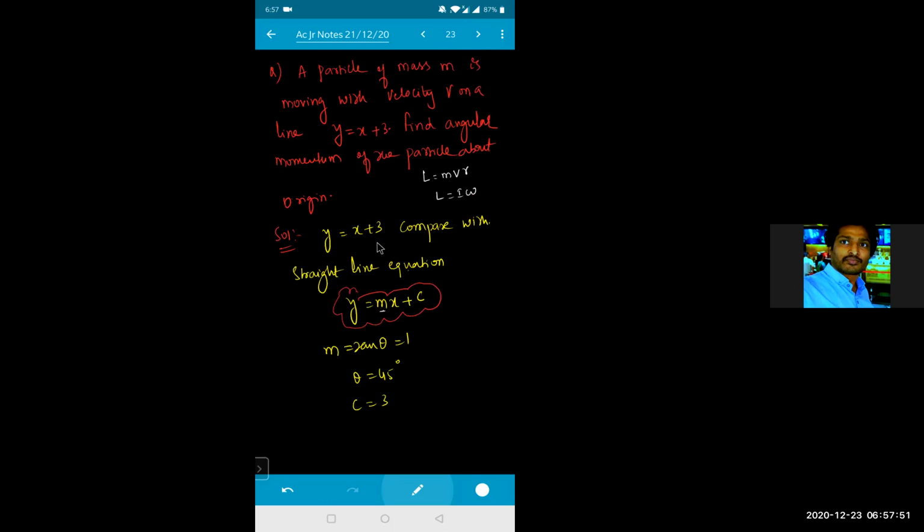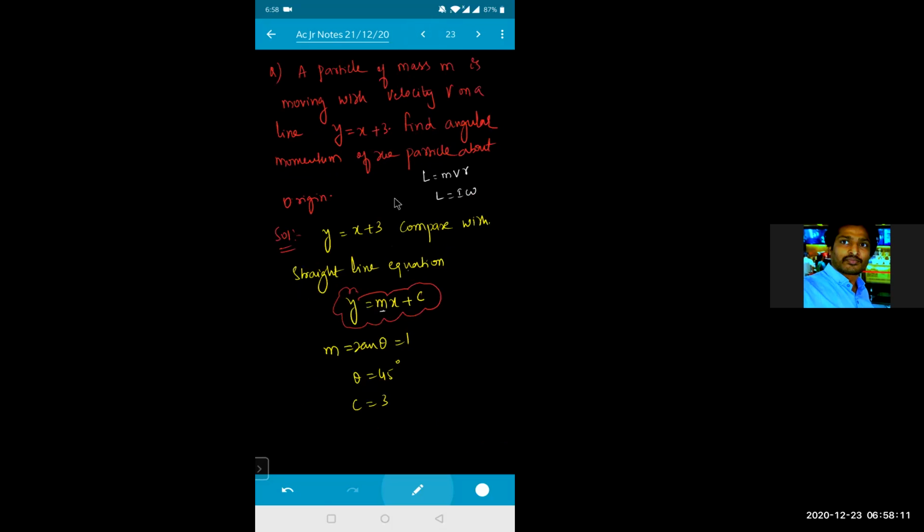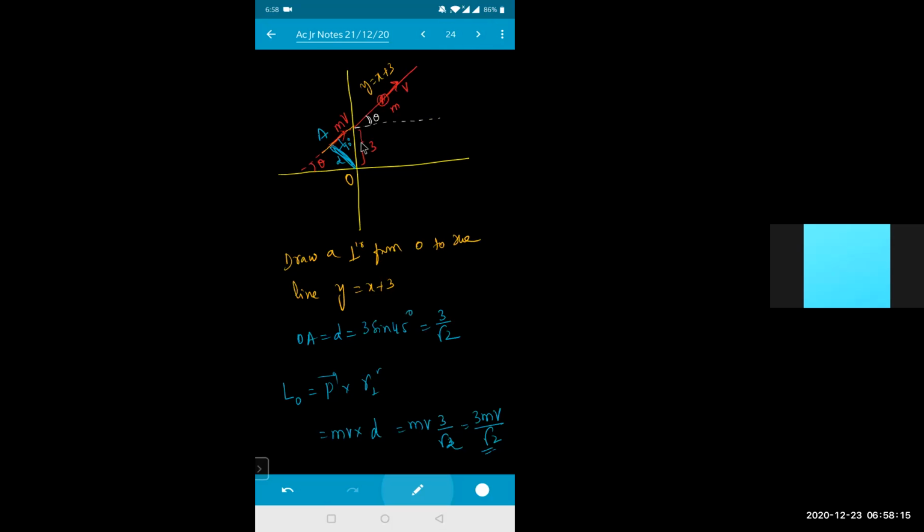Now can you draw the graph for this one? If I'm drawing the graph, this is a constant 3, and this is a particle of mass m moving in a straight line. So this is the given condition. This is making an angle theta, that is theta is 45 degrees. The particle of mass m and v is moving in a straight line like this, having a positive constant 3. So that is the reason this is a positive constant, and the straight line is meeting somewhere on the negative x-axis.